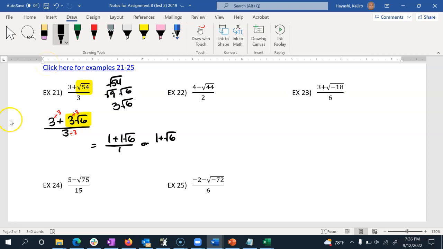Another way that you could go is you could split up numerators. So it would be 1 plus 1 square root of 6, because that 3 right there is a coefficient for the square root of 6. You can also split it up into 2 separate fractions and simplify each fraction. You end up with the same thing either way.